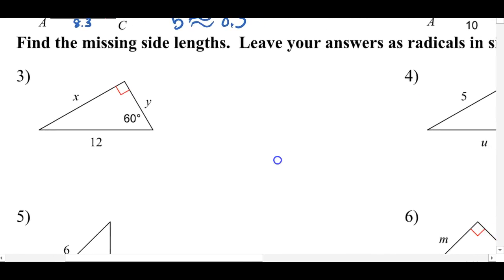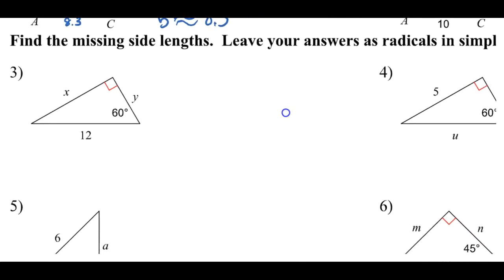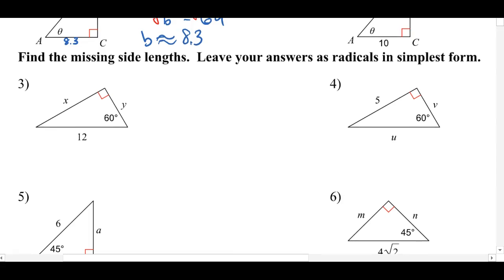Okay, so now find the missing lengths. This is where you want to set up your ratio. You have to recognize that this is a 90, 60, 30 triangle. So I'll set up my ratio, 30, 60, 90. Remember the ratio is for 30, 1. For 60, 1 times rad 3. And for 90, 2.